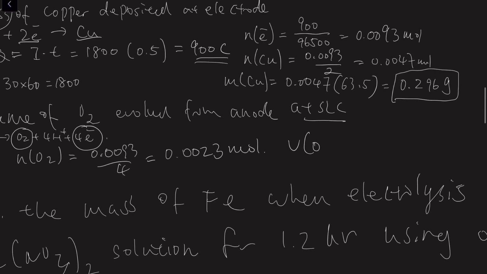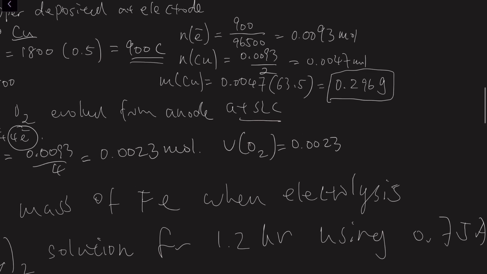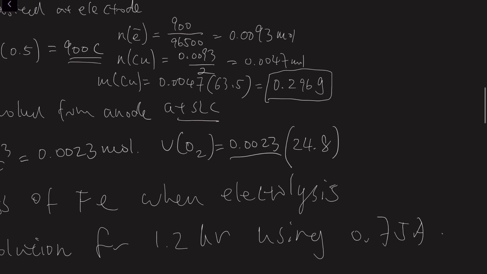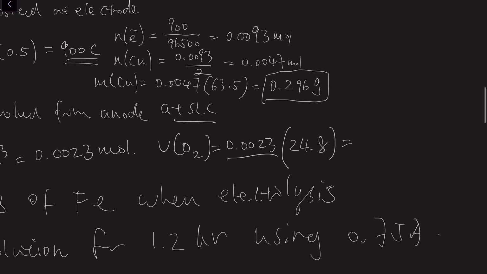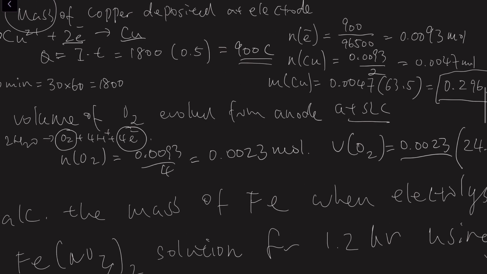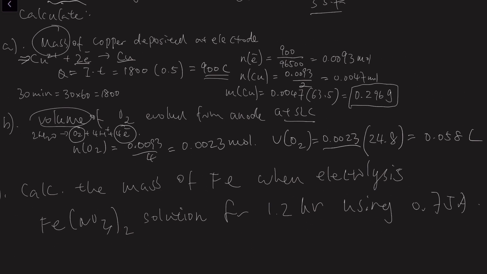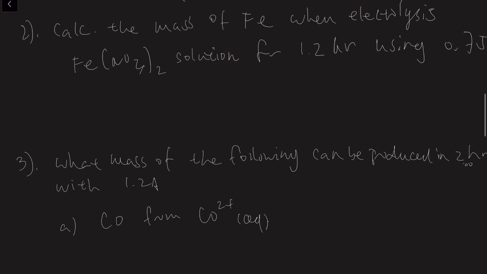And the volume of oxygen is 0.0023 times not the molar mass, but the volume of gas under SLC, which you can obtain from your data book as 24.8 liters per mole. And we have 0.0023 moles. So when you multiply these two numbers together, you get 0.058 liters. And this is exactly what the question is asking. It's asking the volume of oxygen gas evolved. Let's move on to the next question.